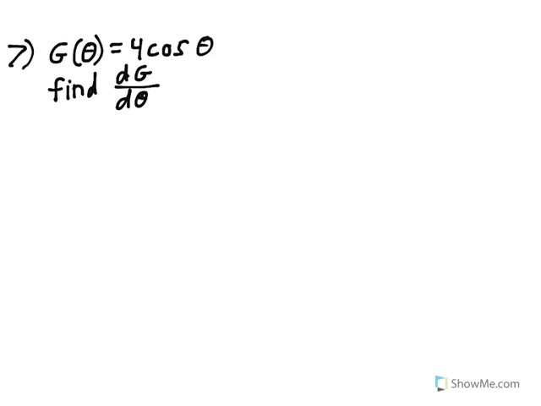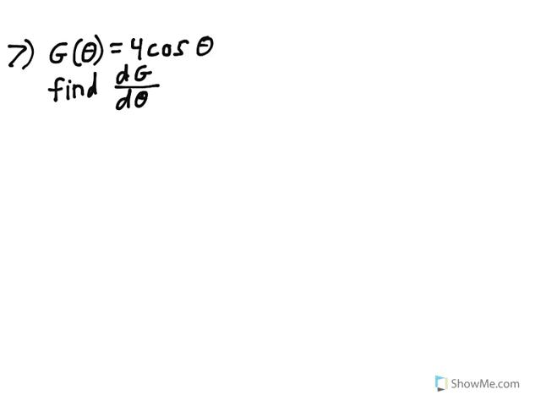Next up, we got this cosine function. Now, might be the first time you've seen this, but this symbol here, that is the Greek letter theta. It is very often used for angles. You will see it a lot in physics. So, we got g of theta is 4 times cosine theta. Find dg/d theta. This is a pretty easy one, so let's just plow through it.